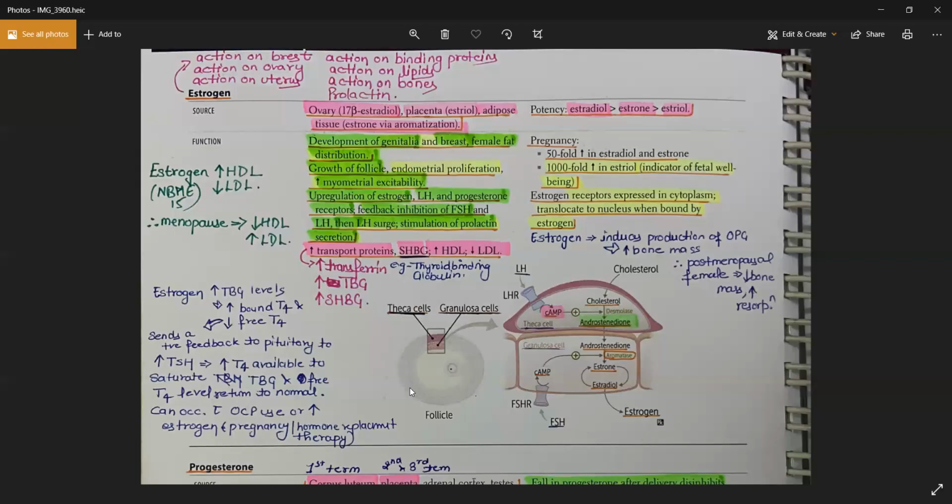Whenever this Graafian follicle ruptures, it will release the oocyte that will be collected by the fallopian tubes for fertilization. So this is the structure of a Graafian follicle. Now let's discuss what the estrogen does in our body.